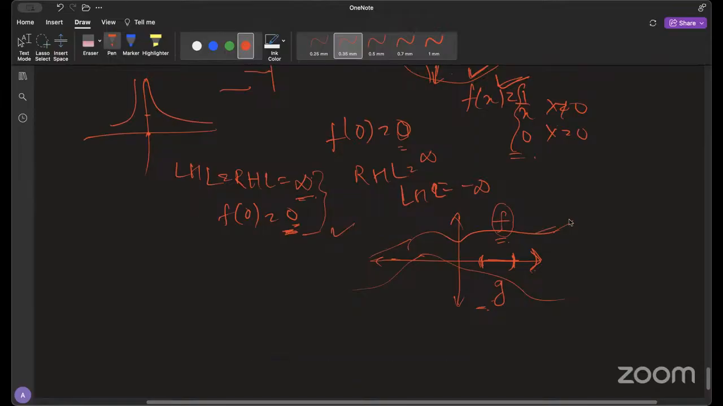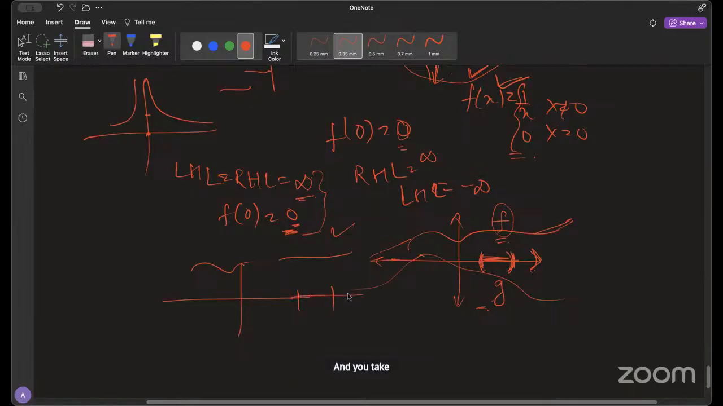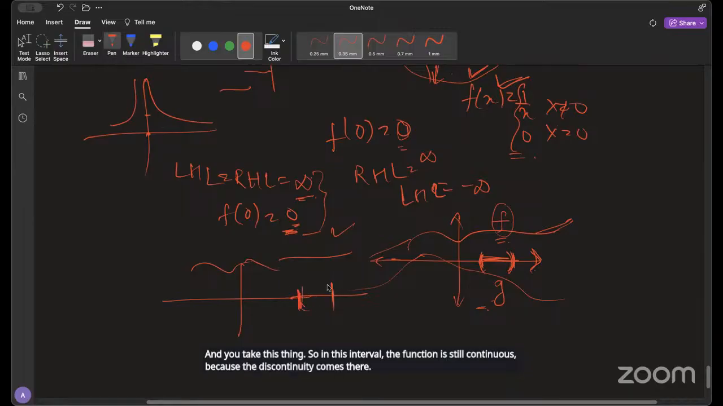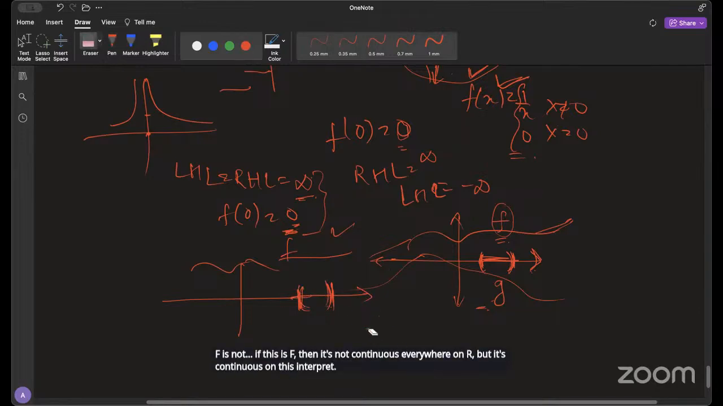Okay, ma'am. This function is continuous, right? If you're talking about continuity in this interval, then this function is continuous in this interval. In fact, it's continuous everywhere. Let's just say you have this thing and you take this thing. In this interval the function is still continuous because the discontinuity comes here, and it's not a part of this interval. So if this is f, it's not continuous everywhere on R, but it's continuous on this interval. Is that all right?